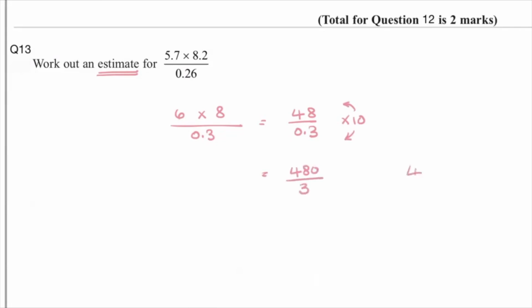So let's go into our bus shelter. 3s into 4 go 1. 3s into 18 go 6. 3s into 0 go 0.